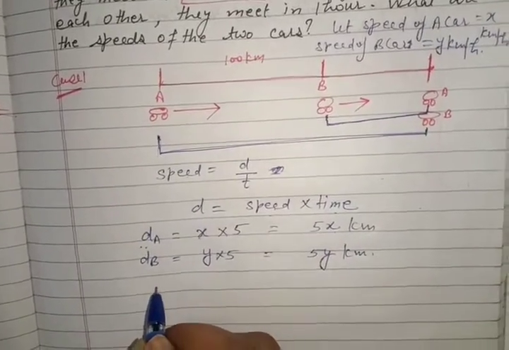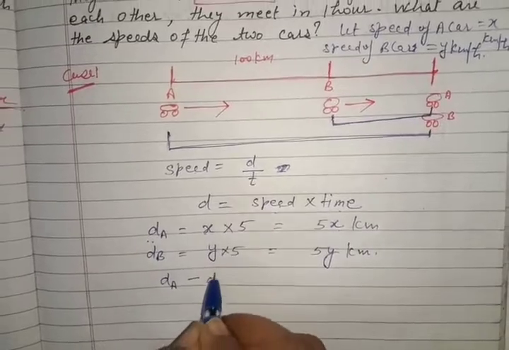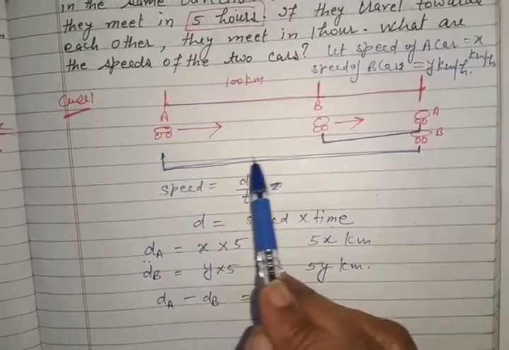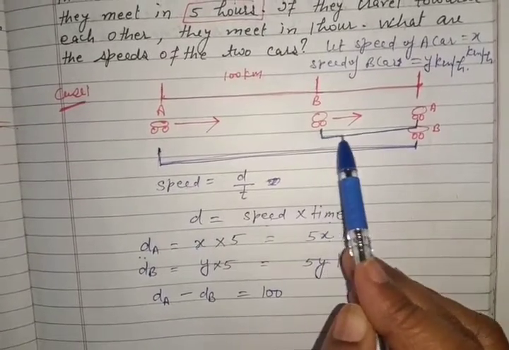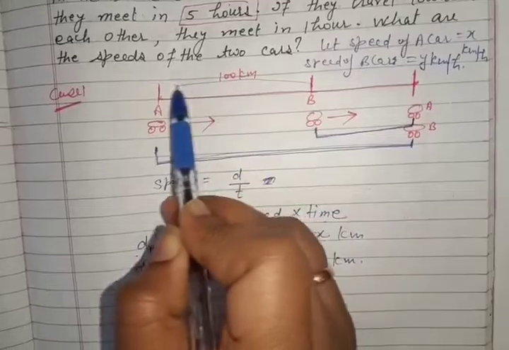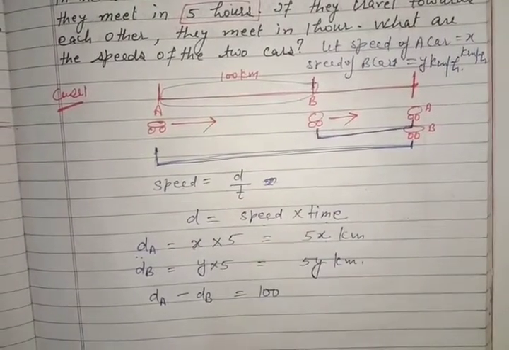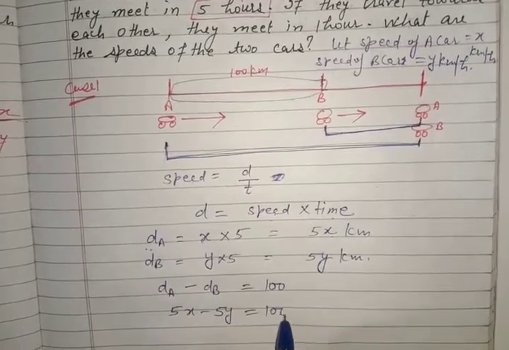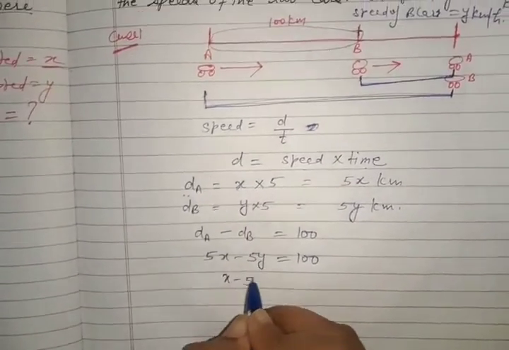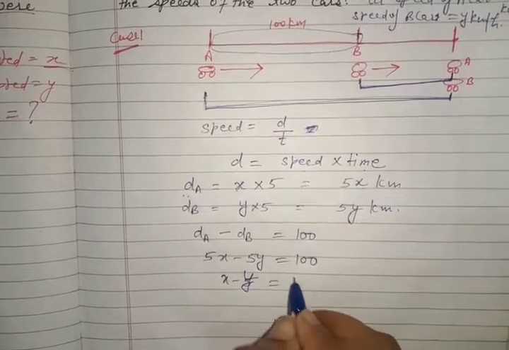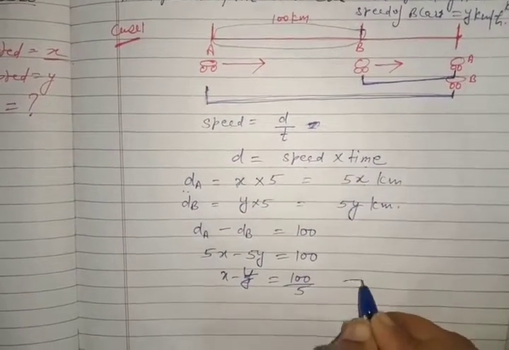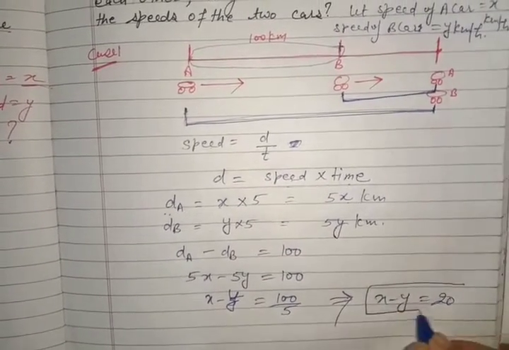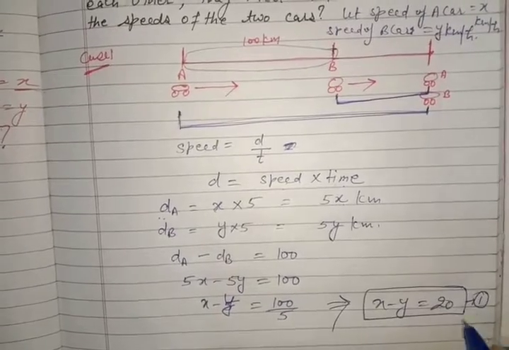So final answer is distance of A minus distance of B is equals to 100. You can see it easily. If from this distance I subtract this distance, how much distance I will get? The same distance I will get, 100. So my first equation is 5x minus 5y is equals to 100. Take 5 common, then this is x minus y is equals to 100 upon 5, and the final equation is x minus y is equals to 20. I hope this is clear to you. Name this equation as 1.